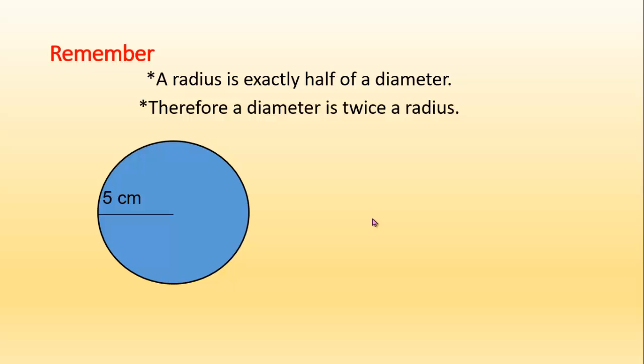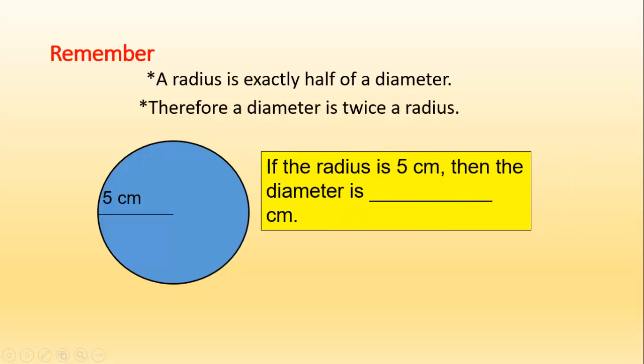I would like you to remember that a radius is exactly half of a diameter. Therefore, a diameter is twice a radius, or we can say that a diameter is double a radius. So, for example, if I know that I have a radius of 5 centimeters, then the diameter is 10 centimeters.